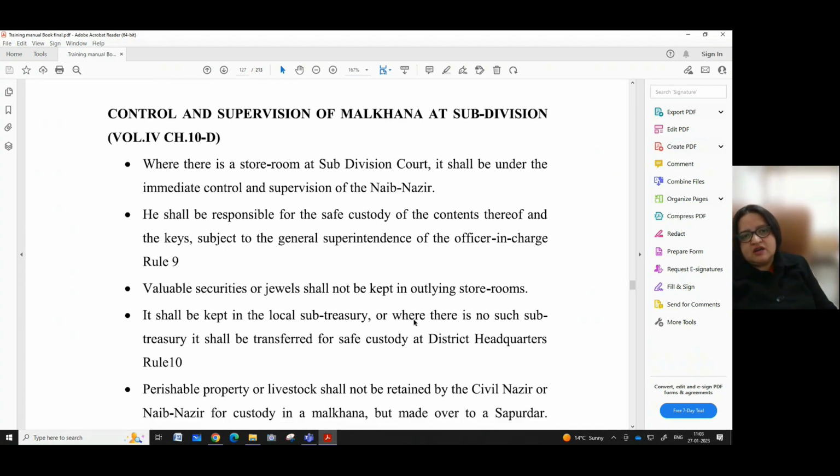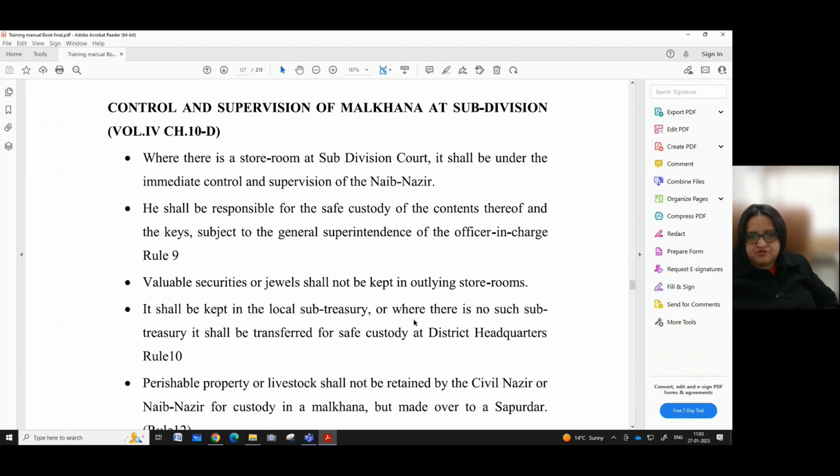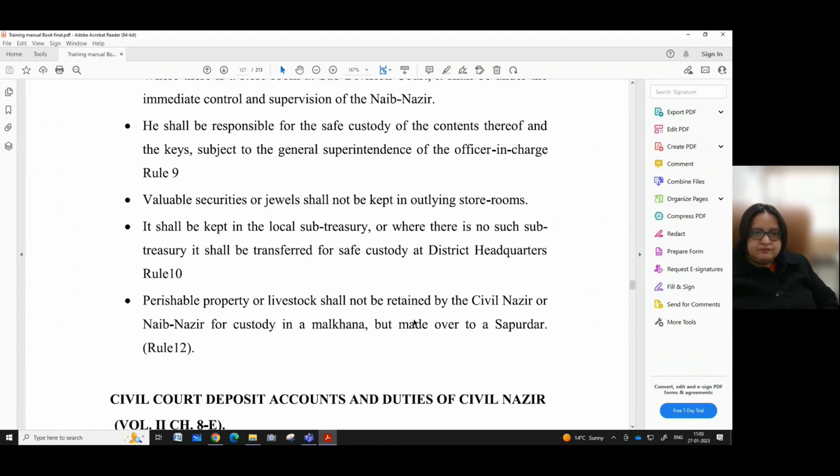Control and supervision of Malkhana at subdivision, Volume 4, Chapter 10D. Where there is a storeroom at subdivision court, it shall be under the immediate control and supervision of the Naib Nazir.